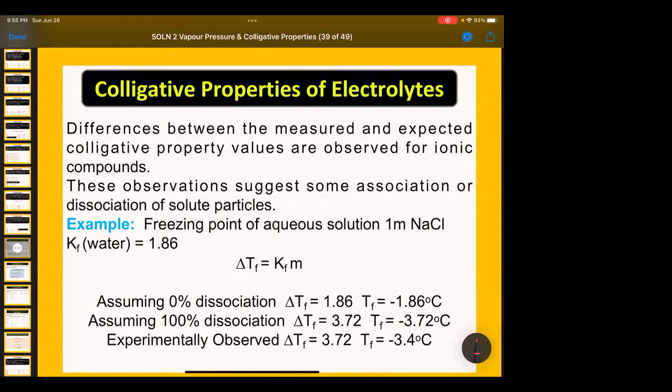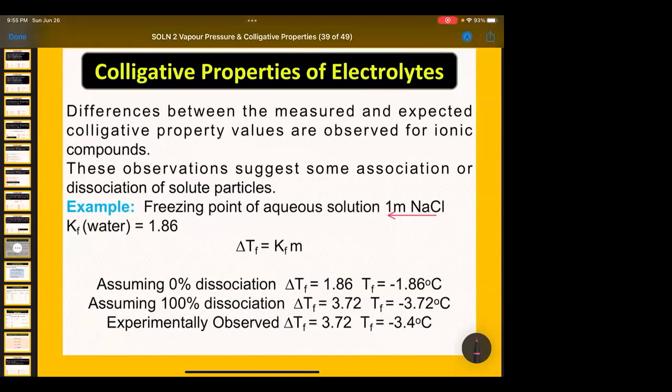So this is the example which is given in front of you. 1 molar NaCl. If you don't know anything, you took only 1 mole and calculated everything by 1 mole. This is the ΔTf, Kf into m. But actually this is not the answer. This is not the observed colligative property. This is just the theoretically calculated colligative property based upon the ideal number of solute molecules.